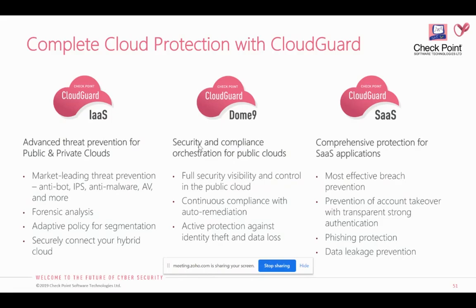And it will securely connect your hybrid cloud as well. Means there will be some Check Point on-prem appliances, on-prem firewalls. So you can connect through IPsec or through any other ExpressRoute, leased lines from the vendors, or through the IPsec VPN. It will just extend your on-prem network to the cloud. So this is called the hybrid cloud use case, and you can also complete the hybrid cloud use case through this CloudGuard IaaS.